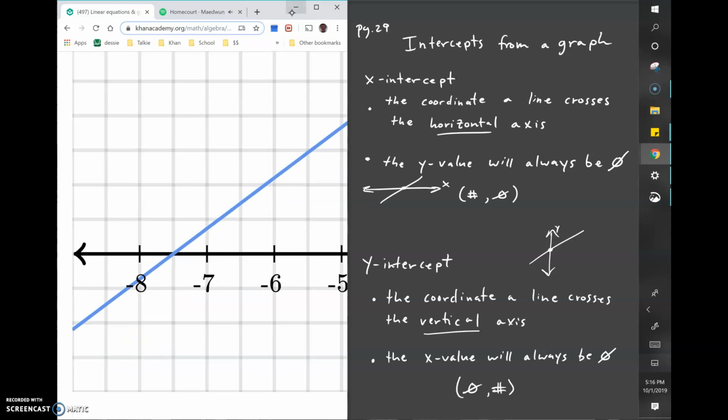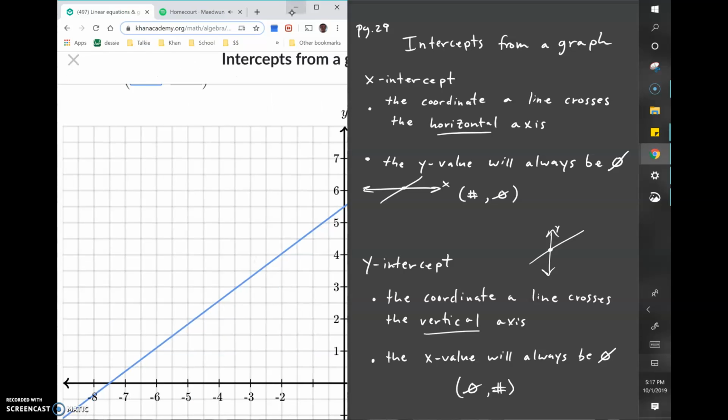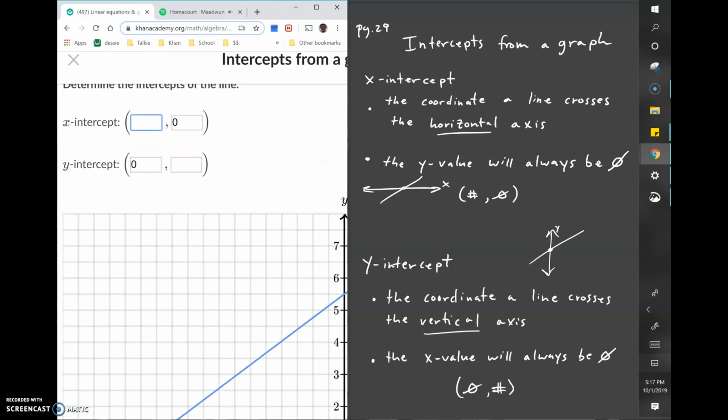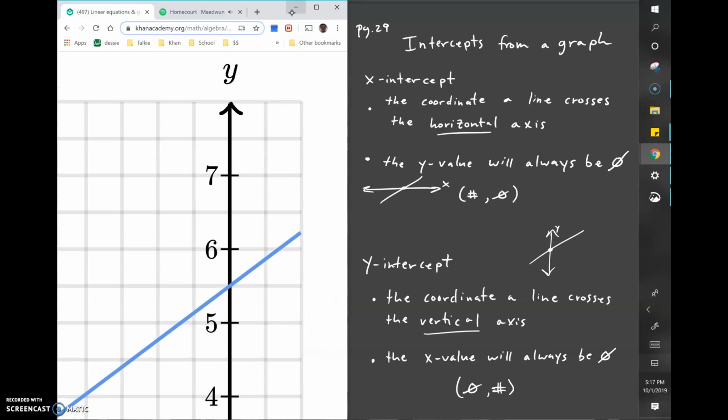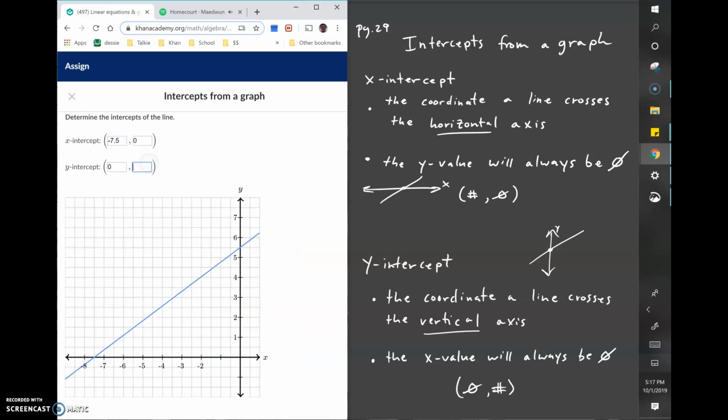So this line's crossing the x between negative 7 and negative 8, right in the middle of those, which would be negative 7.5. And the y-intercept right here is crossing between 6 and 5. So what would be the middle of 6 and 5? The middle would be 5.5.